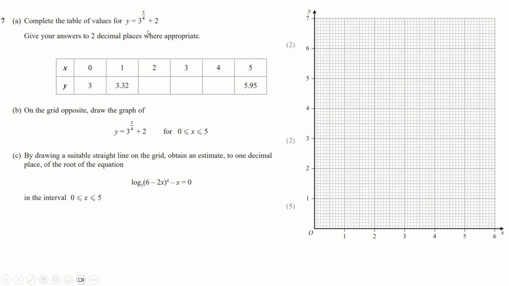Good. Question 7, just type this into a calculator with each of these values. You get these three things here. Then you just plot the coordinates with x's. This is not difficult. You then put a curve through them, which is easier on paper than it is in PowerPoint.